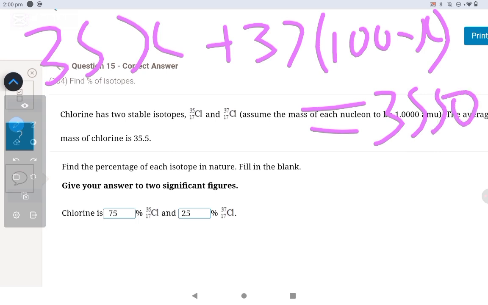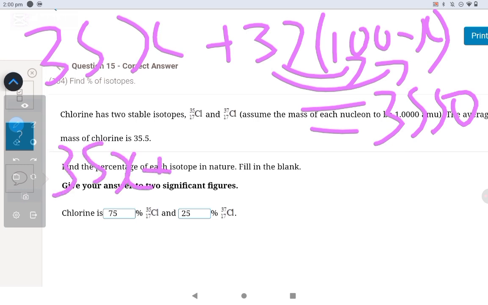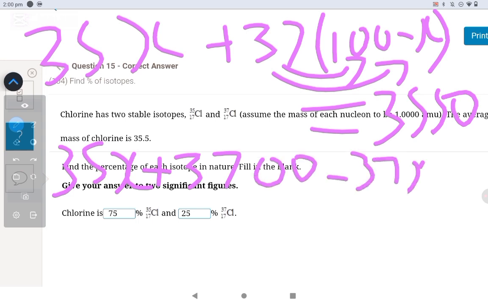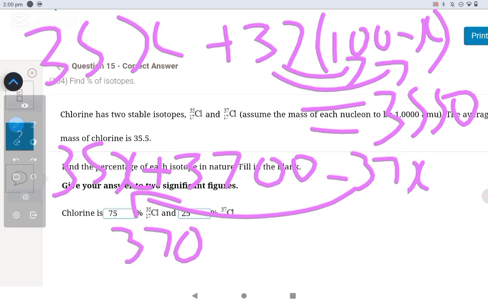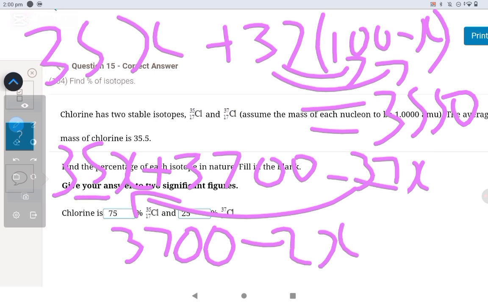And now we distribute. 35x plus 37 times 100 is 3,700, minus 37x. So we can take the minus to this side, so it's going to be 3,700 minus 2x, because it's 35x minus 37x. So 3,700 minus 2x is equal to 3550.